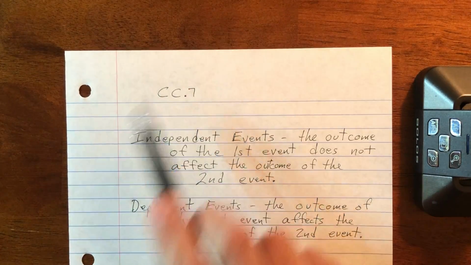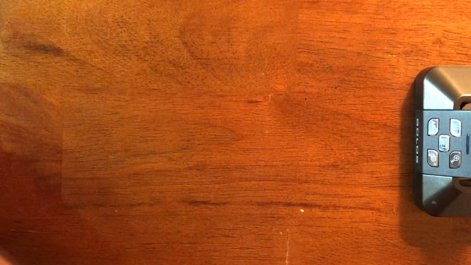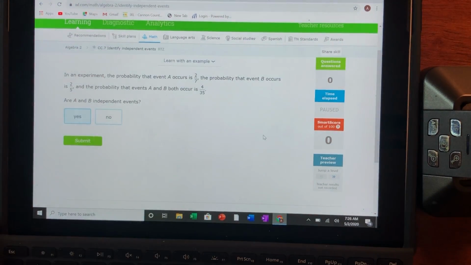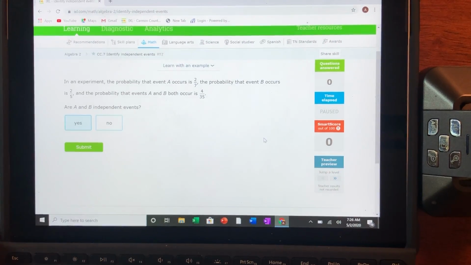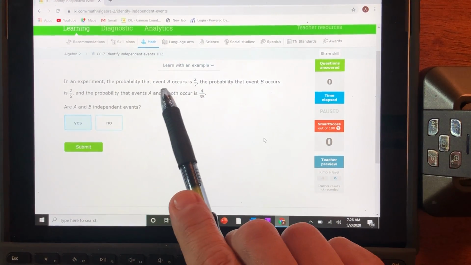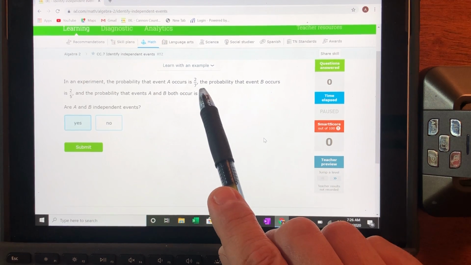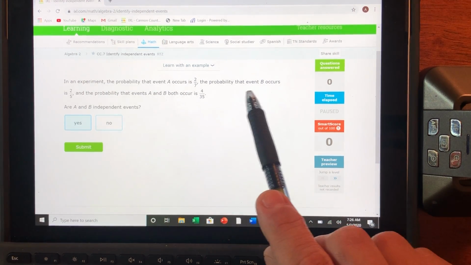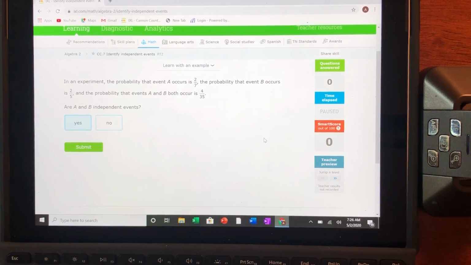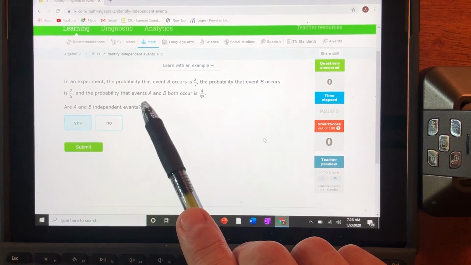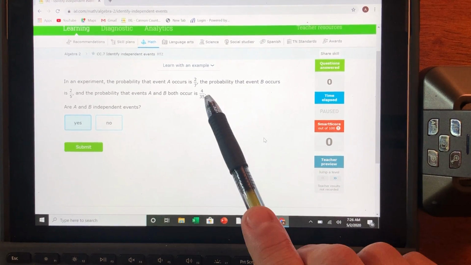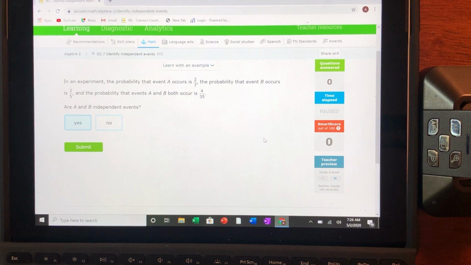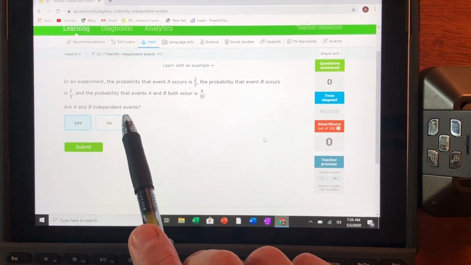So let's try that. We're going to be looking at CC7. We're just going to try a few of these and see how we do. All they're going to be asking us basically is yes and no questions here. It says in an experiment, the probability that event A occurs is 2/7. The probability that event B occurs is 2/5. And the probability that events A and B both occur is 4/35. Are A and B independent events?